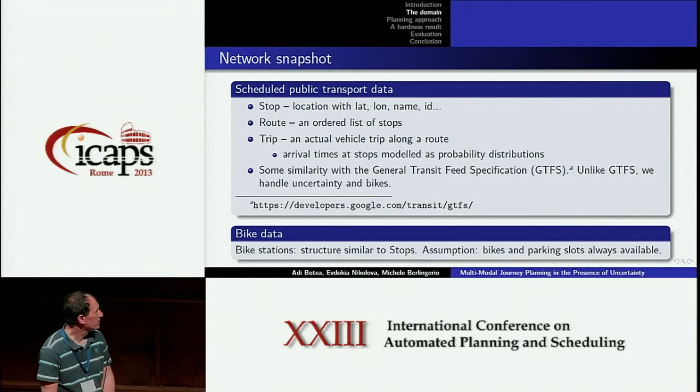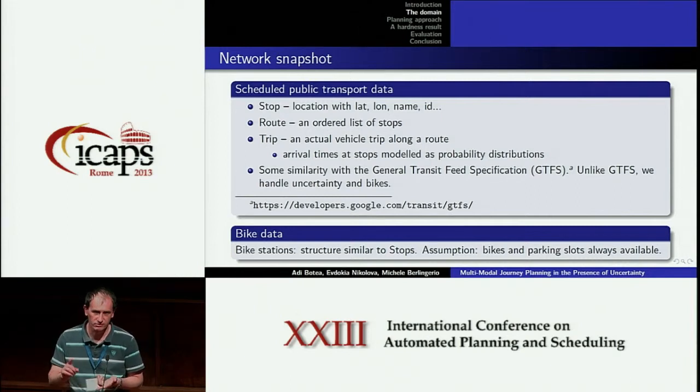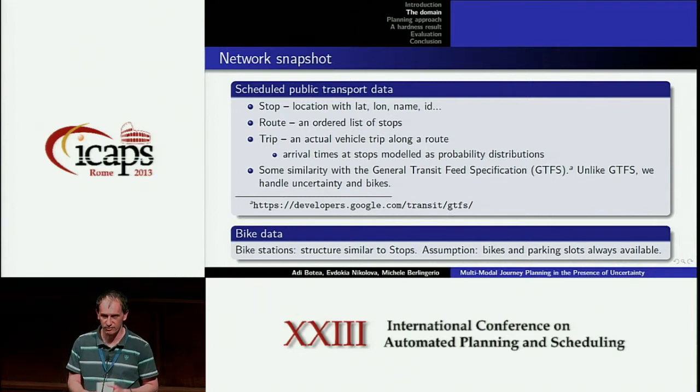In terms of bicycle stations, we need to know the location of the stations, right? So as in the case of stops, we need to know the latitude, the longitude, the name of that bicycle station, that sort of stuff. Our assumption here is that a bicycle will always be available when we need one, and also a parking spot will always be available when we need one.